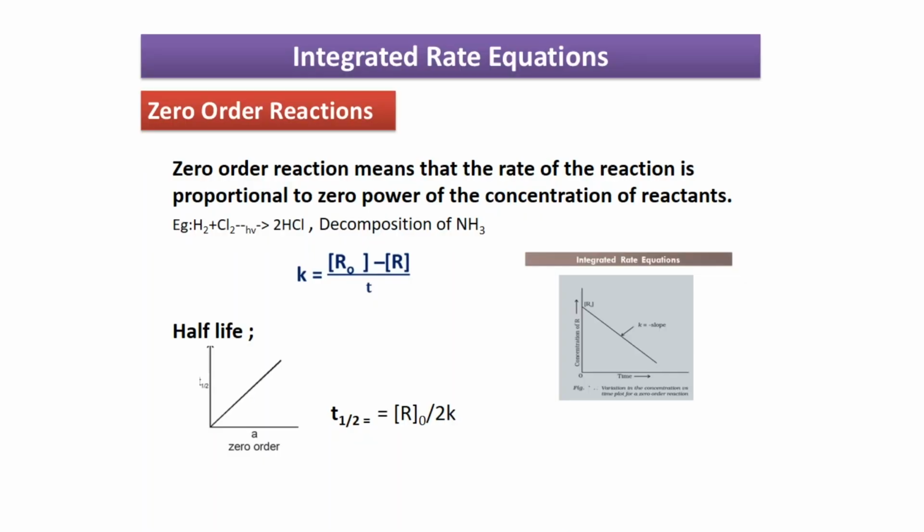Then next we have the integrated rate equation. For zero order reaction, the rate of reaction is independent of the concentration. Do learn the formula to calculate K, the graphs which are related to the integrated rate equation and half-life as shown in the slide. T half is directly proportional to the initial concentration.